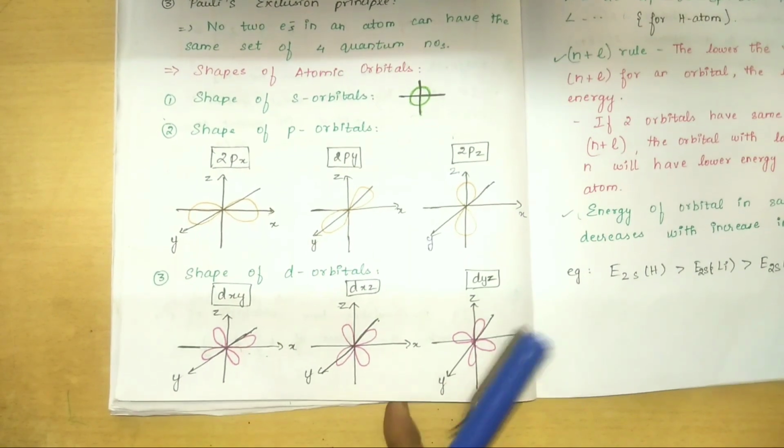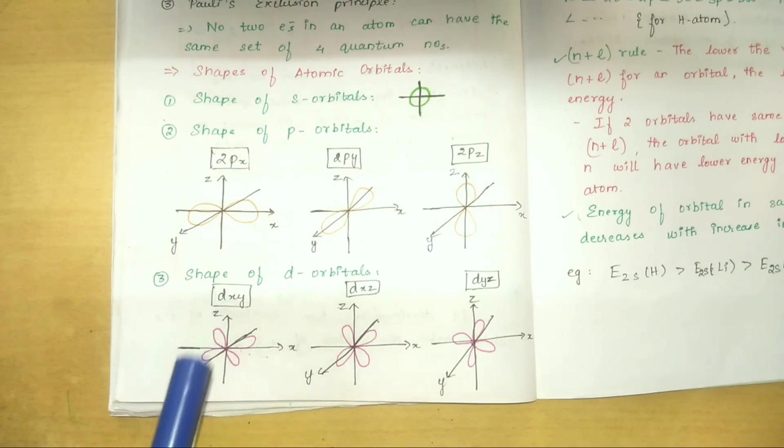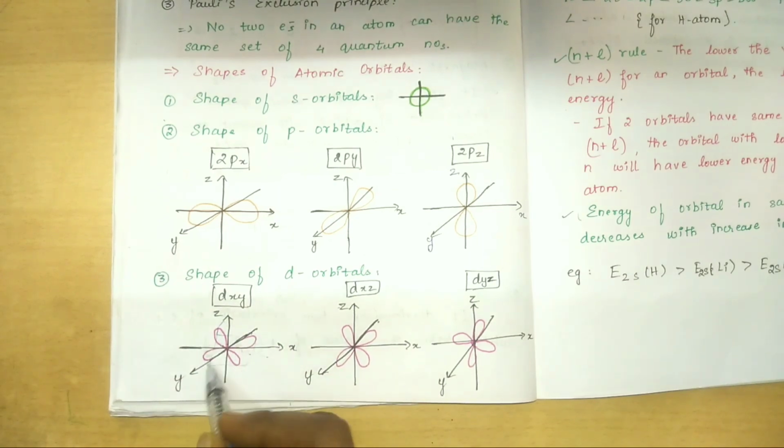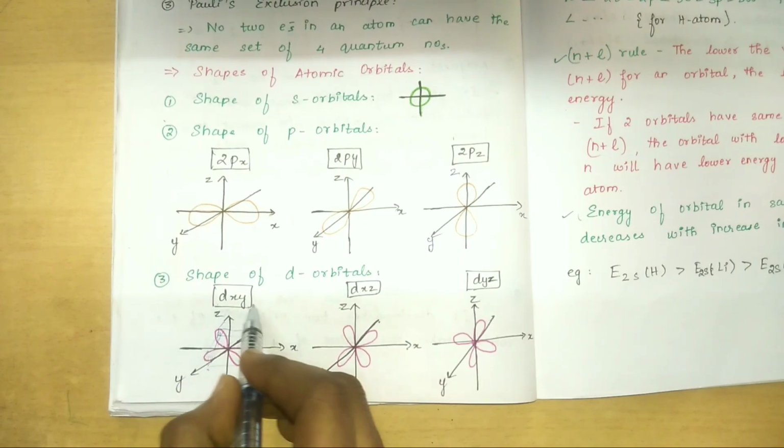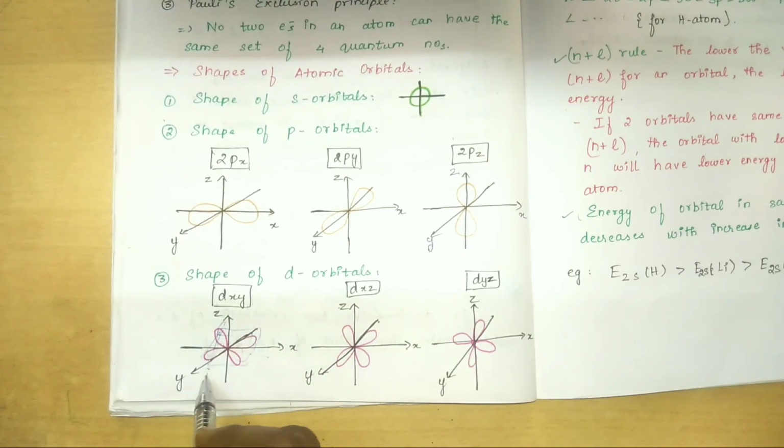Then the shape of the d orbital is also a double dumbbell. Here it is a double dumbbell. dxy means that this one lies in a plane, the xy plane. This is the xy plane here, and it lies likewise, perpendicular to the sheet.